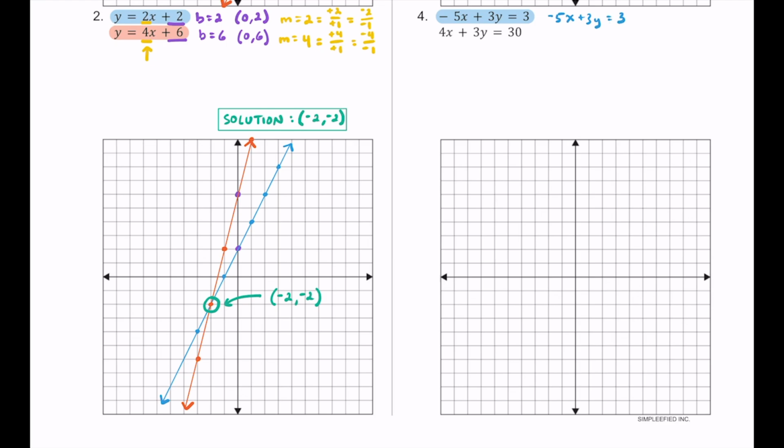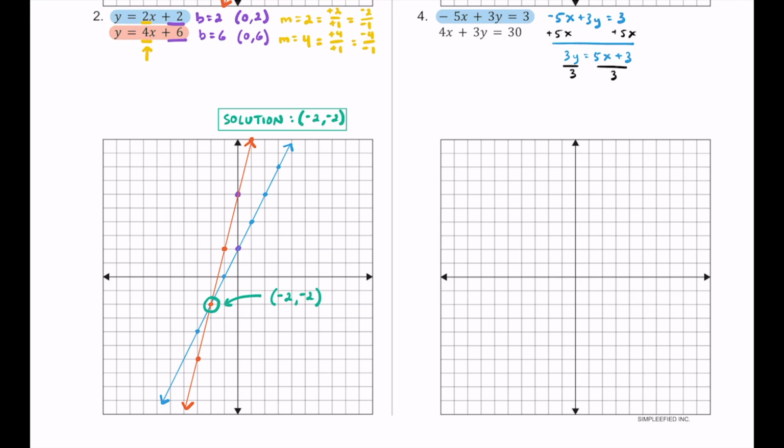Let's go ahead and turn it into slope-intercept form, so we need y by itself. Now, to get y alone, let's go ahead and start by adding 5x to both sides of the equation, so we can get that 3y completely by itself. If we go ahead and do that, then the -5x and +5x will cancel on the left side, so we get 3y is equal to 5x plus 3.